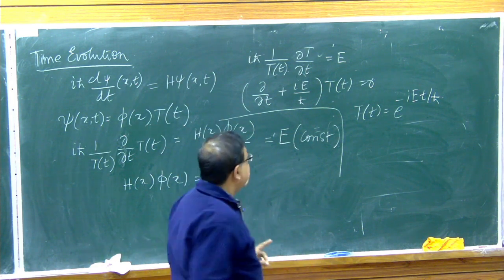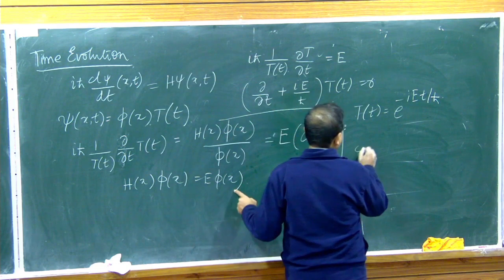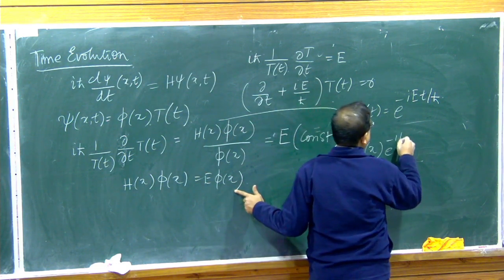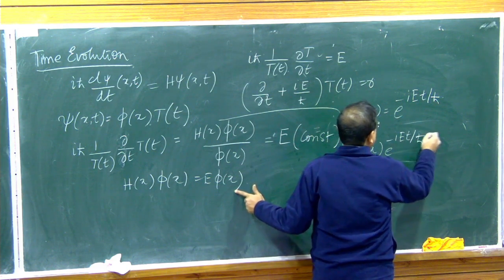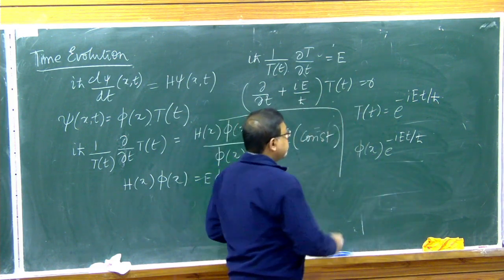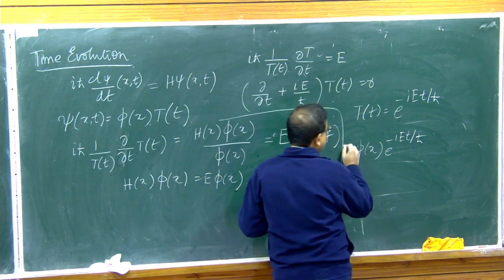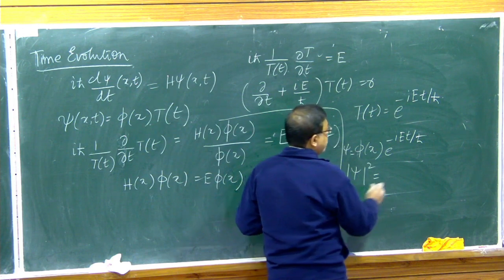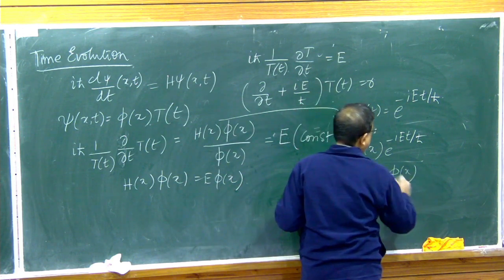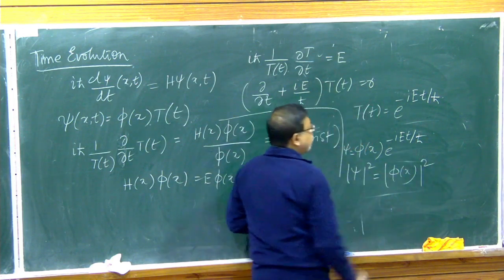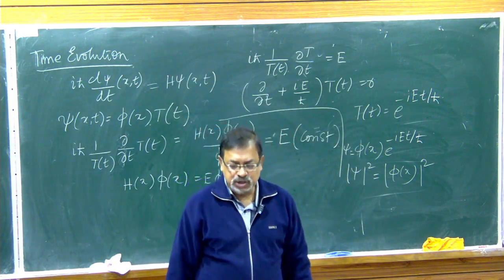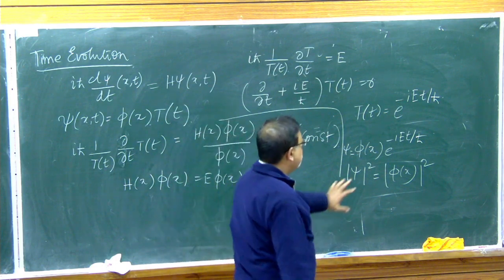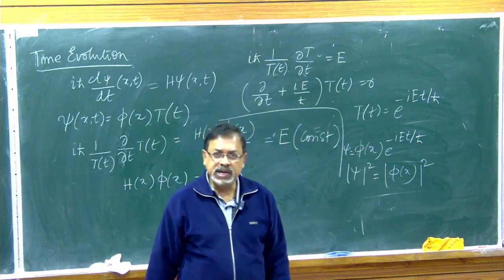And you see that if I take a wave function, say phi of x, and multiply it by T of t, which is exponential minus iEt by h cross, the probability is conserved, because for this wave function, if I calculate psi star psi, which is psi mod square, it will be phi of x mod square, and that's it, because exponential minus iEt by h cross and exponential plus iEt by h cross will cancel, and you will not get any factor coming out.